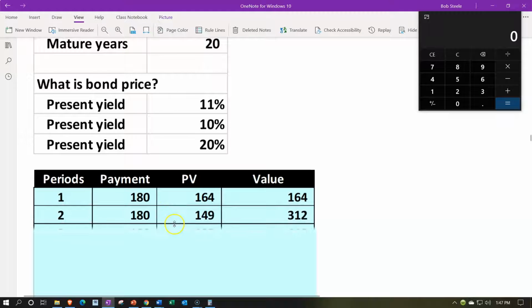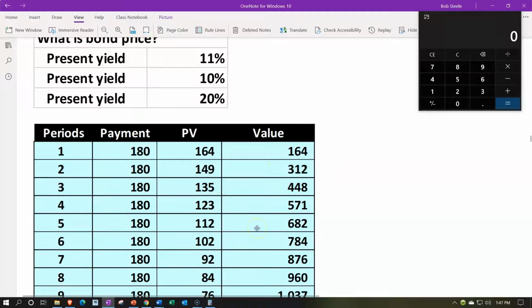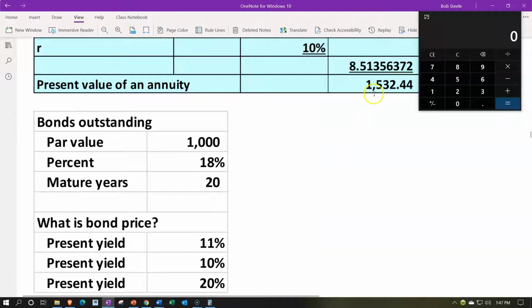That would give us the 164. If I took the second payment of 180 and present valued it at the 10% this time, we would get to the 149. The 149 plus the prior payment that we present valued at 164 would give us the 312. The third payment then, 180, present valued 3 periods back at the 10%, is 135. 135 plus the prior balance of 312 would give us the 448. Doing this process all the way down would get us once again to that 1532 without the cents added, no pennies this time. So that matches what we got up top.